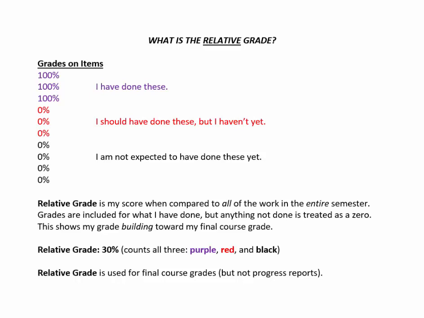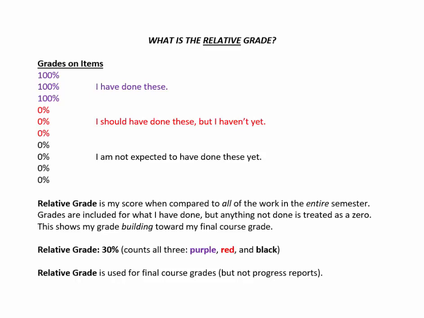So what is the relative grade for this student? Well, it's going to look at all three. The purple that is done, the red that should have been done but isn't, but also the black that shouldn't have even been done yet, and is part of the course, so it counts. In this case, the student has 3 100s and 7 zeros for a relative grade of 30%.